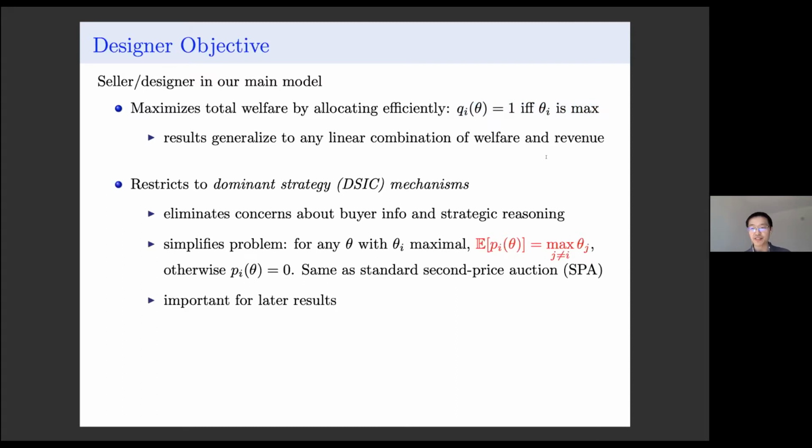We're also going to make a fairly restrictive assumption, which is a restriction to dominant strategy mechanisms. Now, there are various ways to justify this assumption. One common way to justify it is that dominant strategy mechanisms eliminate any concerns the seller may have about the buyers' information structure or their strategic reasoning. But it also just simplifies our problem dramatically because combining the efficiency assumption and the dominant strategy assumption, we can basically pin down both the allocation and the expected payments at any type profile.